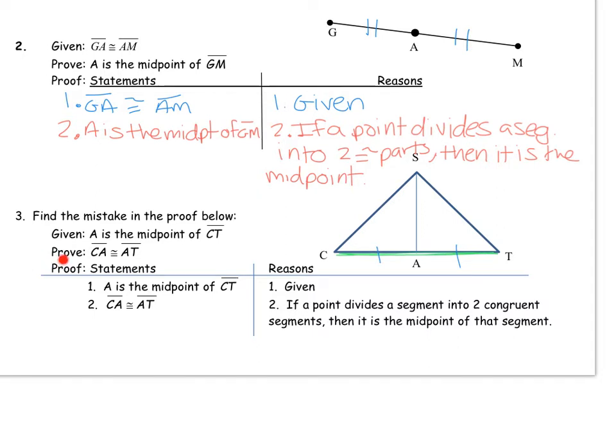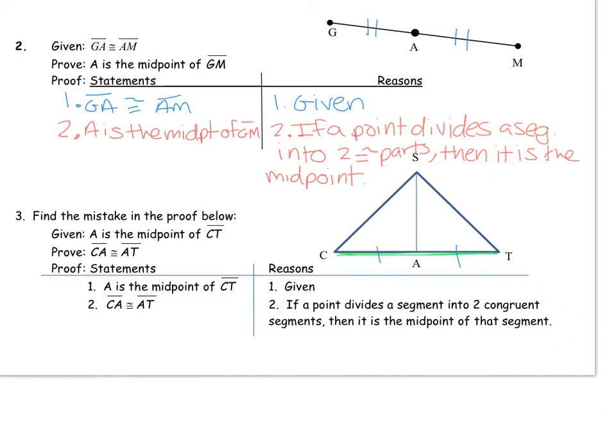So far, if I'm looking at what I'm trying to prove, everything looks good. A really is the midpoint of CT, so CA is congruent to AT. Now let's look at what they say in the proof. They start with their given: A is the midpoint of CT, step 1, given. Step 2, they're saying what they're trying to prove, so the mistake must be happening somewhere in this reason.